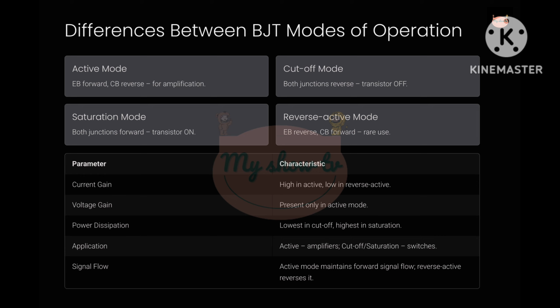7. Power dissipation, lowest in cutoff, highest in saturation. 8. Application, amplifiers, active, switches, cutoff, saturation. 9. Signal direction, normal in active, reversed in reverse active. This comparison helps students visualize how a BJT acts differently under different electrical conditions.